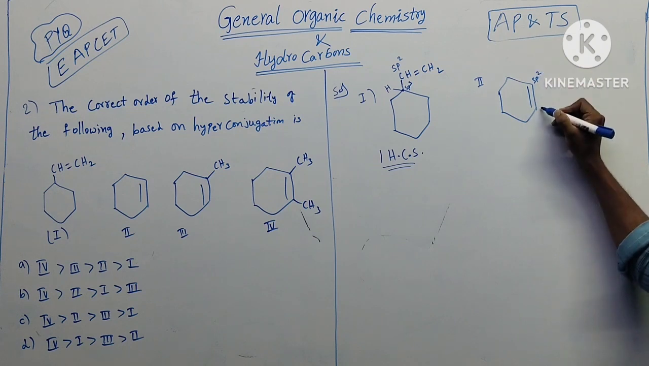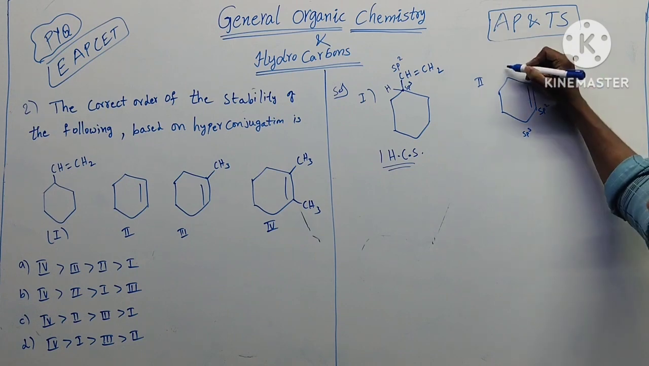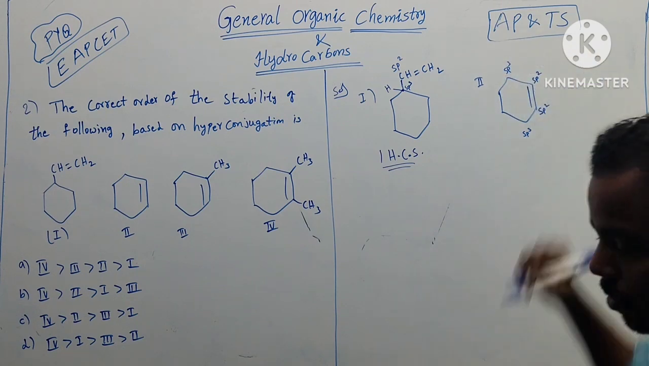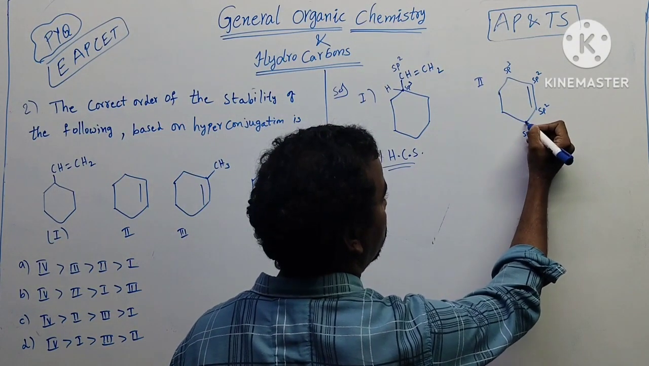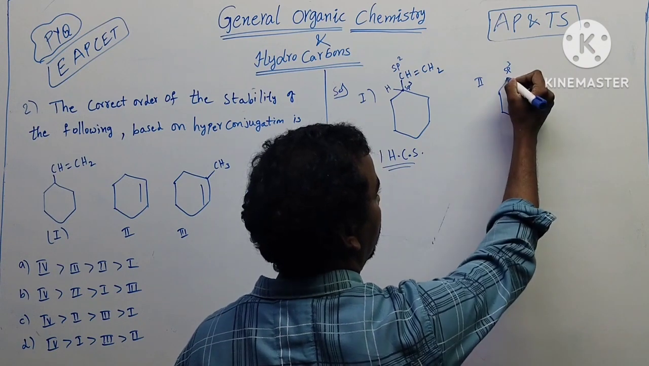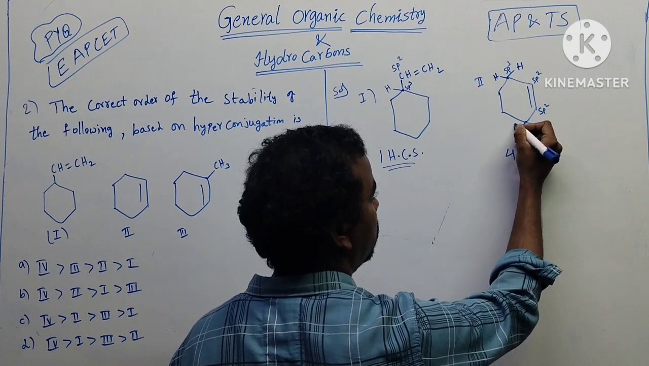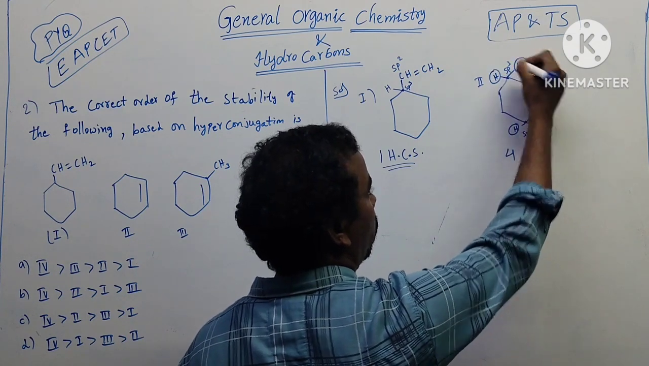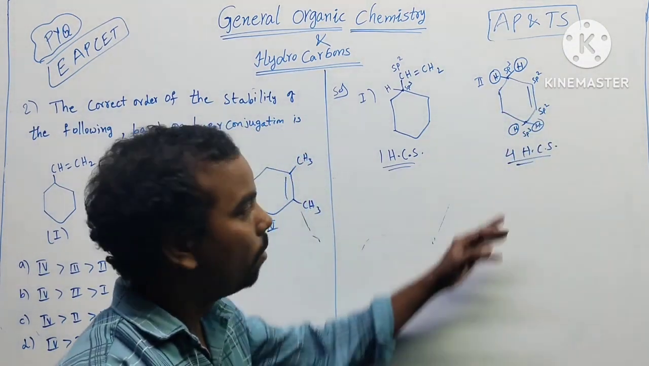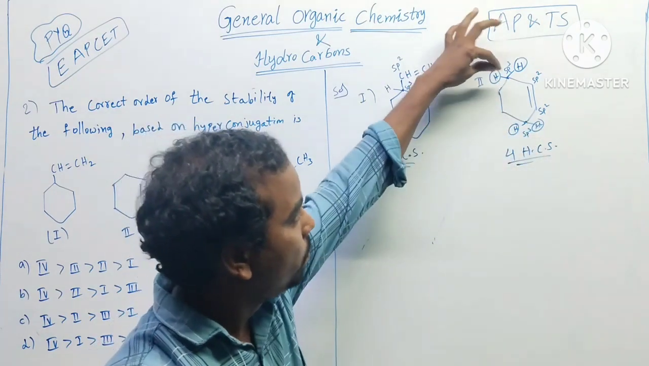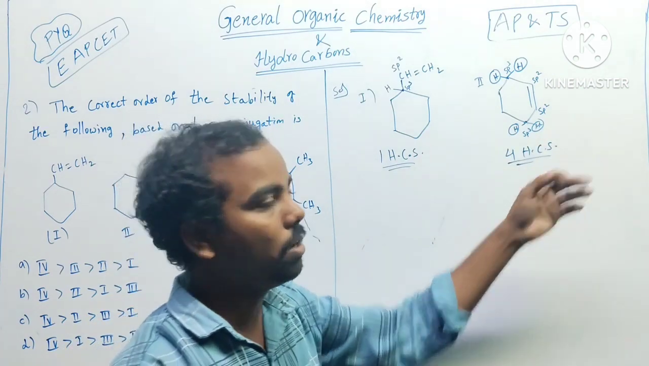Second one: the sp2 carbons, and the sp3 carbon attached to the sp2 carbon is the alpha carbon. This carbon has 2 bonds already, so the remaining 2 are hydrogens. Counting all, 1, 2, 3, 4, so 4 hyperconjugative structures are given. The remaining carbons do not give hyperconjugative structures. Why? Only sp3 carbons directly attached to an sp2 carbon give hyperconjugative structures.